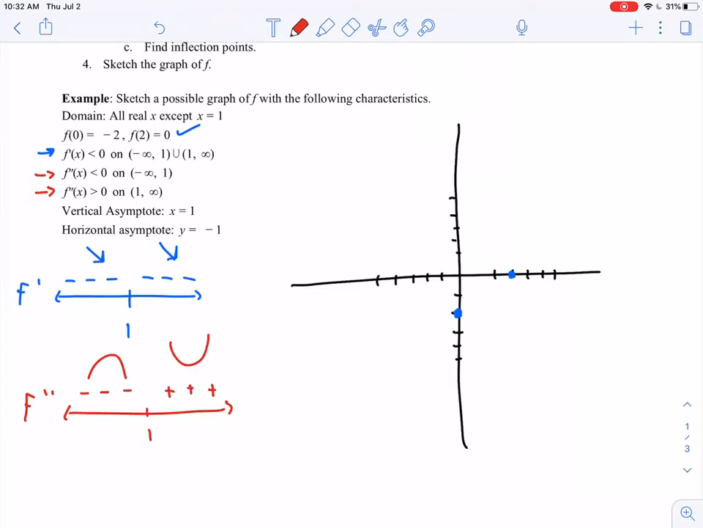So I've talked about the first derivative, the second derivative. We still need to graph those pieces of information, but at least we have them in a way that's a little bit easier to understand what's going on.